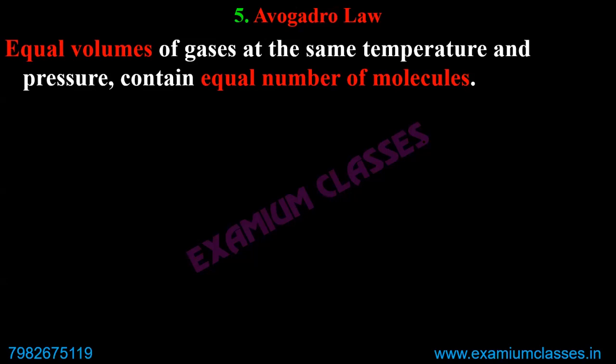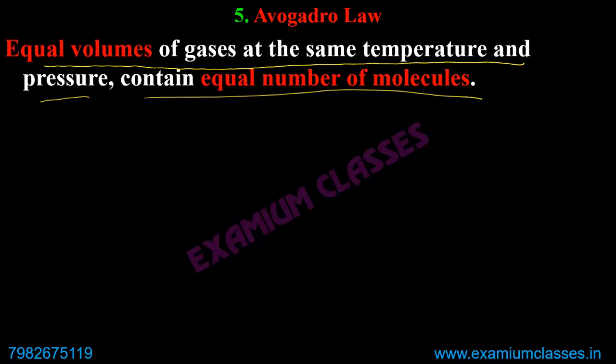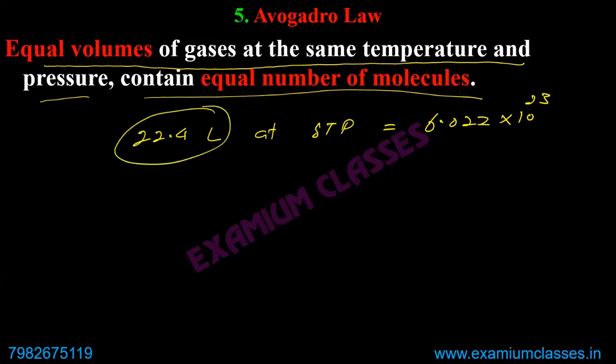Next is Avogadro law. And this one is again very simple. And this is because at that time nobody knew about that, but now you know about it. Equal volumes of gases at same temperature and pressure contain equal number of molecules. Now you know that because 22.4 liters of any gas at STP has 6.022 into 10 power 23 particles. These can be molecules, atoms, whatever. If gas is atomic, these will be atoms. If gas is molecule, these will be molecules. But in this much volume at STP, there will always be fixed ratio.